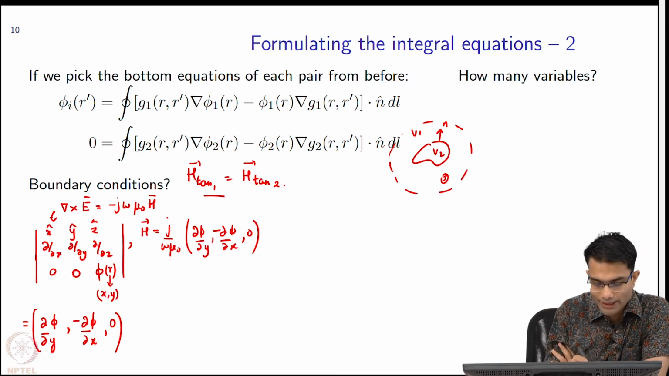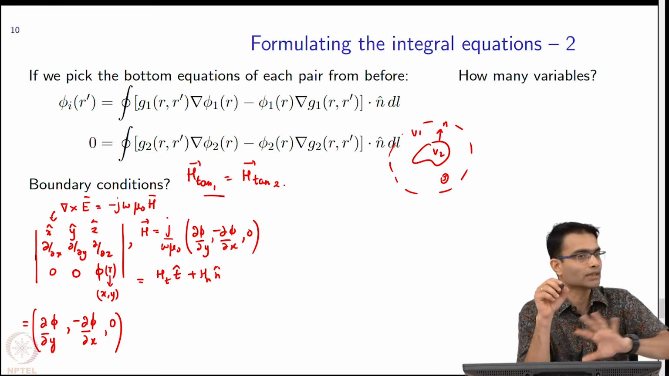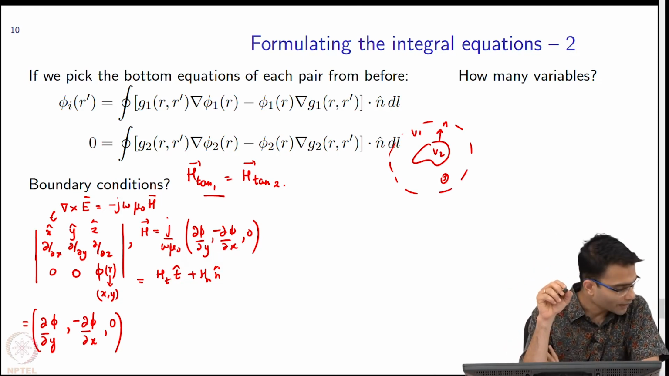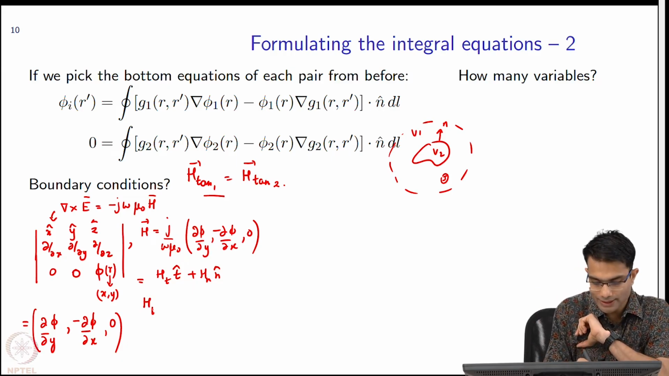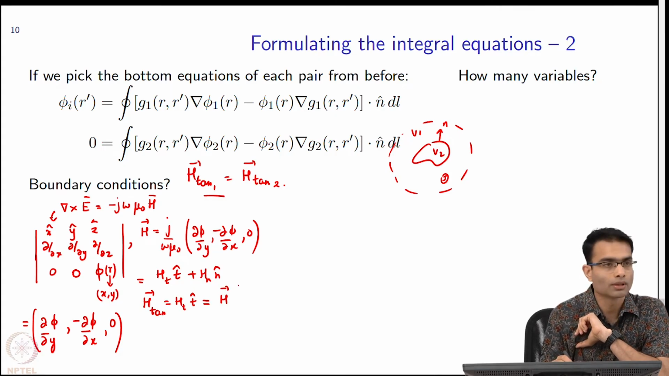So, I can write down H as H tangential plus H normal. I can break up any vector in the plane in terms of a normal component and a tangential component. So, that tells me that H tangential, which will be H t along the tangential direction, I can write that as H total minus H normal.